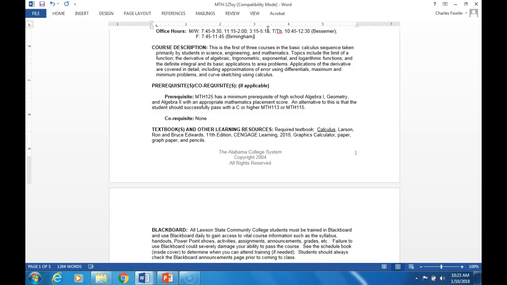And the next sentence is ridiculous. "See the schedule book inside cover to determine when you can attend trainings." We haven't had a schedule book in years, okay? None of you were even here at the college the last time we had a schedule book. So they won't let me take that sentence out. There it is. They have updated it, okay?